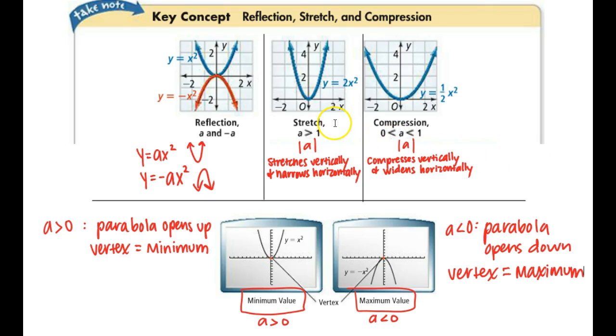Now let's talk about stretching and compressing. Hopefully you remember that the a value not only determines if it opens up or down, but it also determines if the curve is going to be stretched or compressed. It is stretched if the a value is bigger than 1. That means any number bigger than 1, and 2 is an example in this graph here. If the a value is bigger than 1, then the graph is going to be stretching vertically and narrowing horizontally. For a compression, the a value is between 0 and 1, so a decimal or fraction between those two bounds. If the a value is between 0 and 1, it's going to be compressed vertically and widening horizontally, as you can see in this picture.